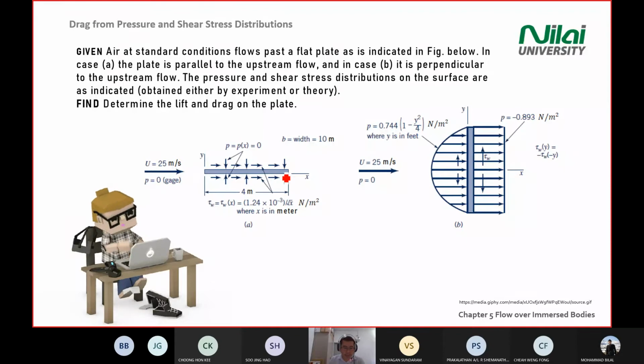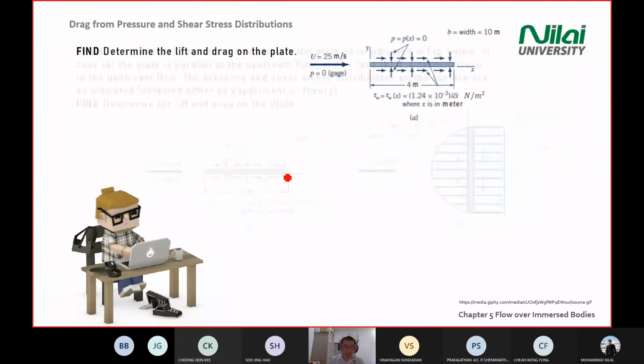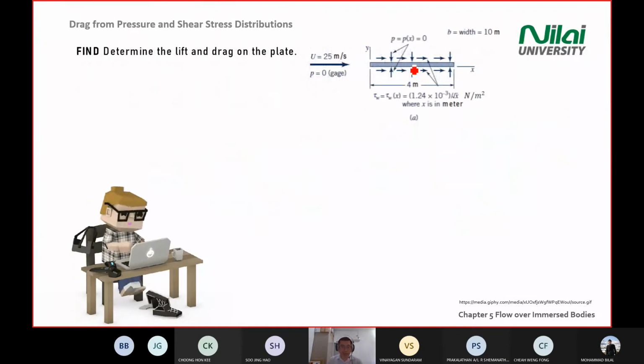All right, let's look at case number 1. Okay, I pull the diagram together. So we look at question, your diagram number 1, this is A. You determine the lift and drag on the plate. So first case, we have the upstream parallel to the plate, and the pressure again is always acting normal to the surface.